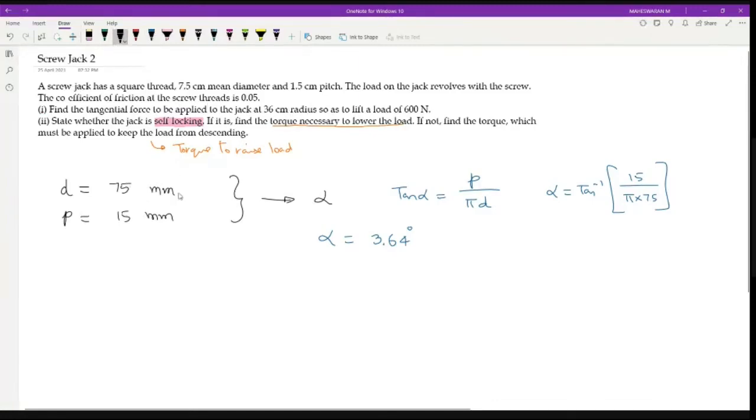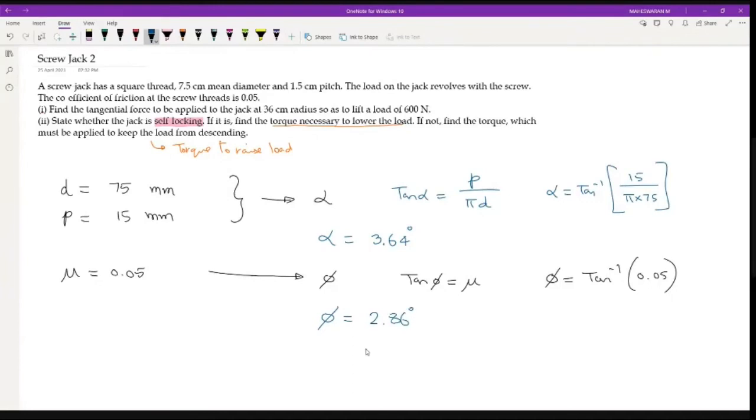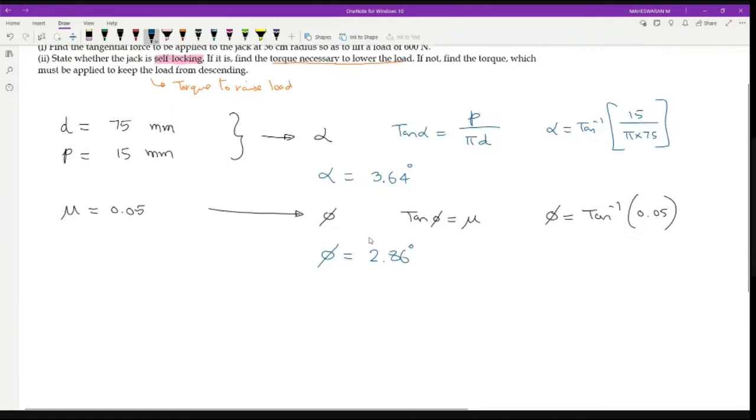Now what are the other data? We have the coefficient of friction mu, which is equal to 0.05. From this, I can identify the phi value as per the formula. We know that tan phi is equal to mu, which means phi is equal to tan inverse of 0.05. So what is your phi value here? 2.86 degree. So we identified this alpha and phi.